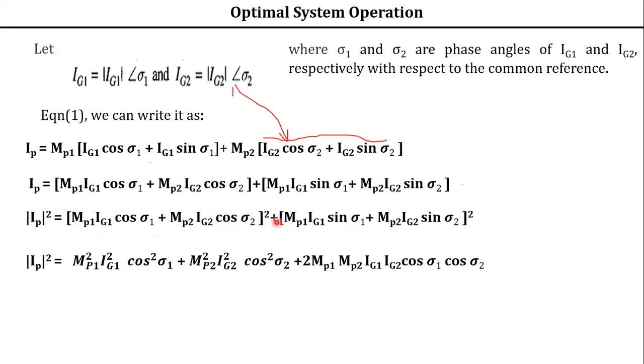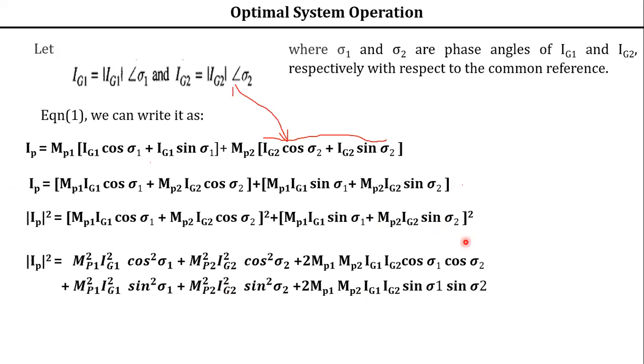Similarly, this is also a plus b whole square, the sin terms. So that also you continue. You see the whole term, plus, this is a continuation. It's not equals here. Please remember this. So these three terms are for this one, plus these three terms are for this one. So mp1 square Ig1 square sin square sigma 1, this is a square. mp2 square Ig2 square sin square sigma 2, this is b square, plus 2 into this and this, these terms. Hope you understood this one.